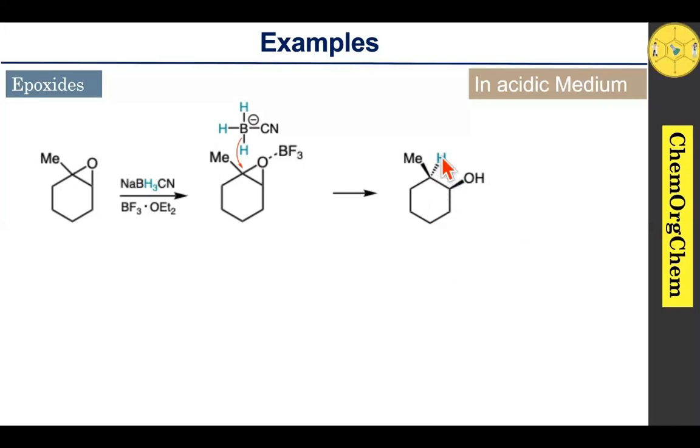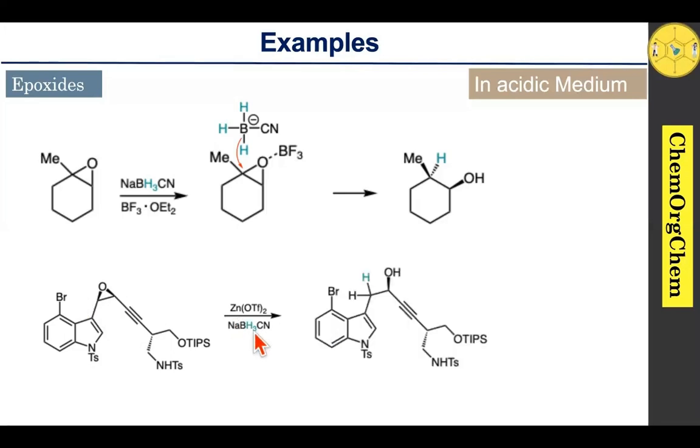Now you see this hydride attack takes place from the back side, so you are getting this type of stereochemistry. Now we move on to another example. Now you see this epoxide. Here zinc triflate acts as a Lewis acid. Therefore, when you use zinc triflate, it will generate a delta positive, that means a carbocation, at this center. This center is more stabilized because of this aromatic group. Therefore, when you use sodium cyanoborohydride, the hydride ion attacks this center, and you will get this type of corresponding alcohol product.